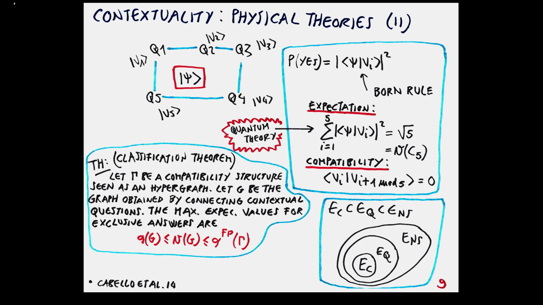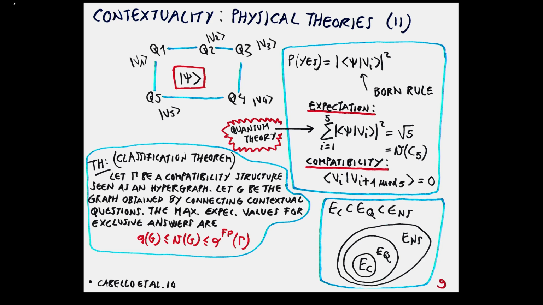So if you look at a graph which is obtained by connecting contextual questions, the maximum expectation values for exclusive answer in the three physical theories, which are classical mechanics, non-signaling theories, and quantum mechanics, are given exactly by these three quantities, which is very nice. And now here, if you look at the vectors that correspond to this expectation value, and these are the sets of these vectors, you can see this inclusion diagram.